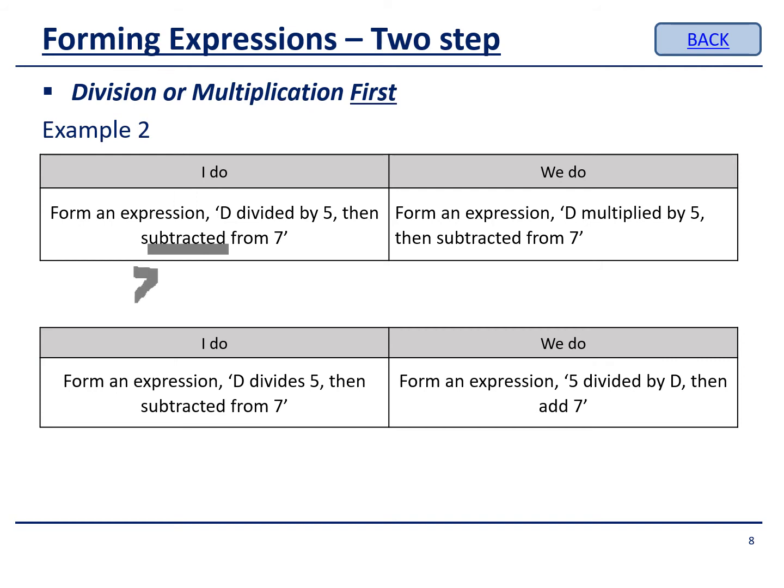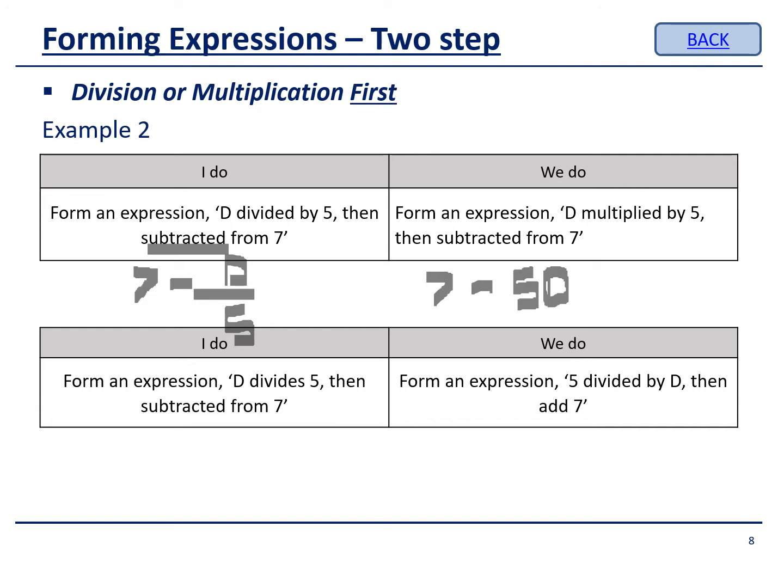So I'm going to start with 7 to subtract the d divided by 5. So this time they've switched around. Still two-step, and I've still formed that expression. Reading carefully. Have a go at the we do. So from the last set of I do's and we do's, we had a multiplication of our coefficient 5 and our variable d, but this time that's the second step in the expression, and we've subtracted from 7 first.